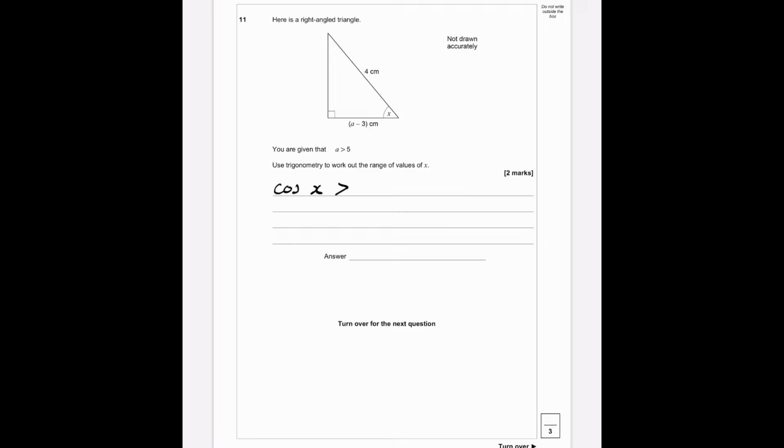Question 11. So cos of x is going to be the adjacent over the hypotenuse. It tells us that a is greater than 5. So cos of x will be greater than or equal to the adjacent, which is 5 minus 3 over 4. 5 minus 3 is the adjacent, and 4 is the hypotenuse. Obviously cos of x will be bigger than that, say it's bigger than 5. That's the same as a half, and therefore x must be between 0 and 60, because cos of x greater than half is only within that range.